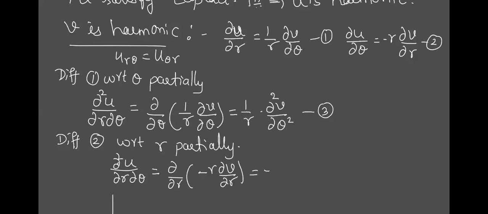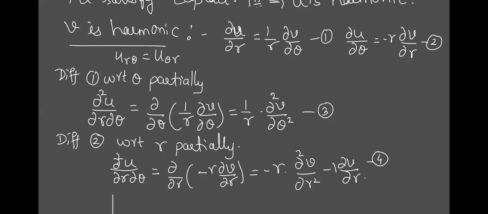Okay, so we'll keep minus r as it is. What is the derivative of ∂v/∂r with respect to r? ∂²v/∂r². Okay. Now I'll write ∂v/∂r as it is. Then what is the derivative of minus r with respect to r? Minus 1. Correct? Minus 1. This is my equation 4.